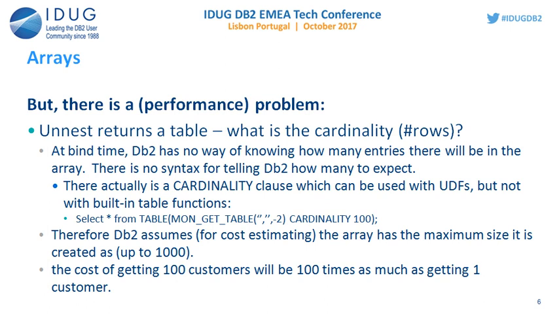So therefore, DB2 is assuming, for cost estimation, that the array has the maximum size it is created with. So in the previous example, DB2 will assume 100 rows are in the array. And up to 1,000. If you defined your array as holding 100,000, for cost estimating, DB2 will assume 1,000. And again, it's for cost estimating, determining the access path. But the cost of getting 100 customers from a table is 100 times as much as the cost of getting one customer.